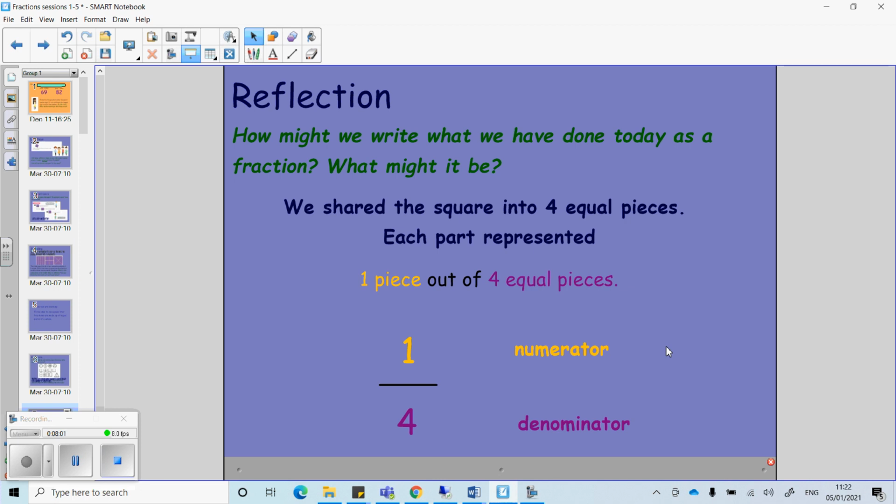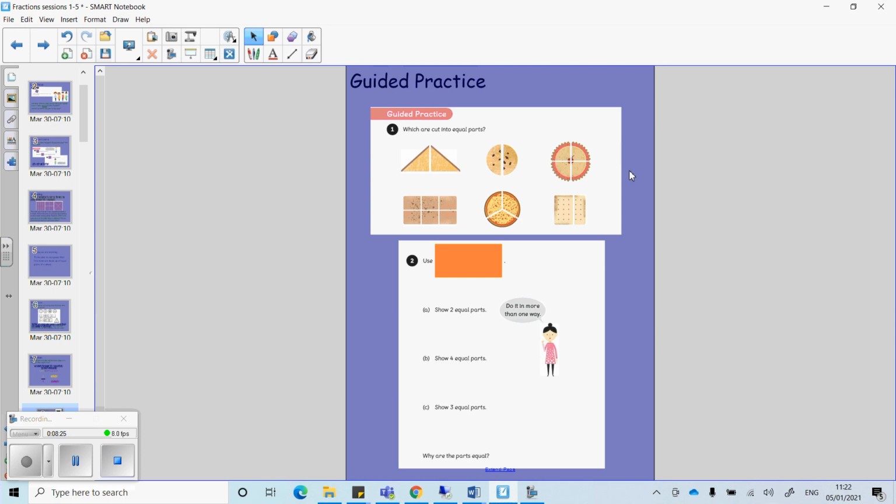When we write a fraction, the top number is called the numerator, and the bottom number is called the denominator. Maybe you'll remember those words, but don't worry about them too much for today. This is just our introduction. Let's have a look at some guided practice.